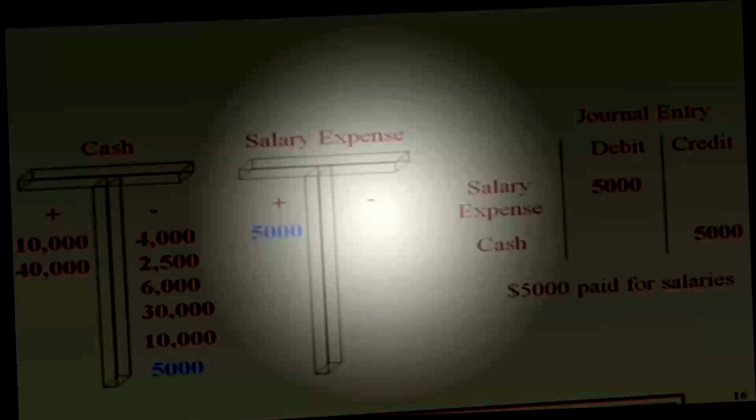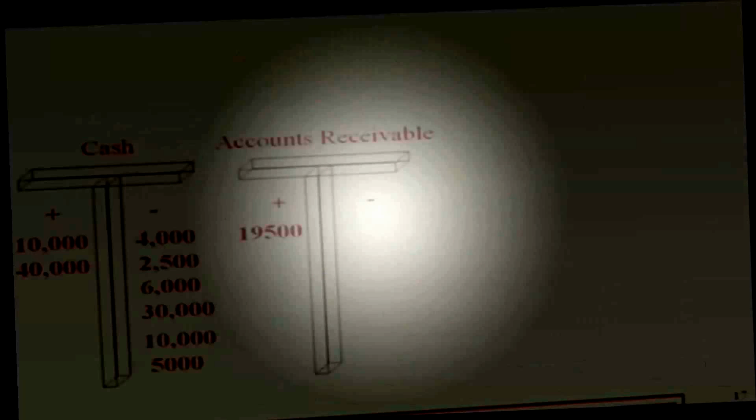Cash, because you got money. And who paid you? The customer, that is, accounts receivable. So the two accounts that will be impacted are cash and accounts receivable. Did the company get money? Sure. They got $10,000. So cash would be plus 10,000.